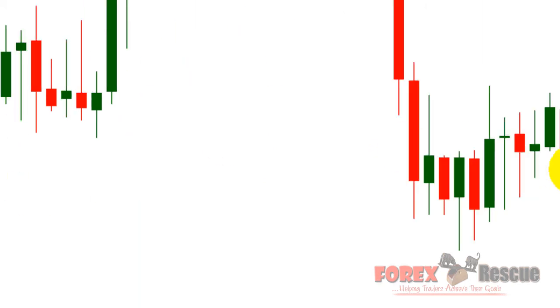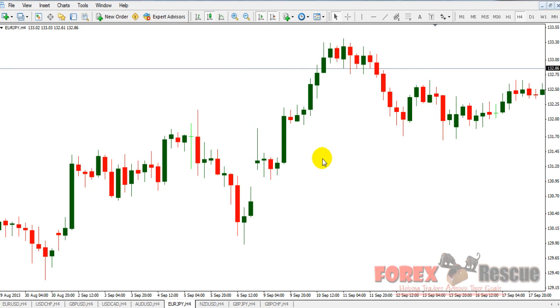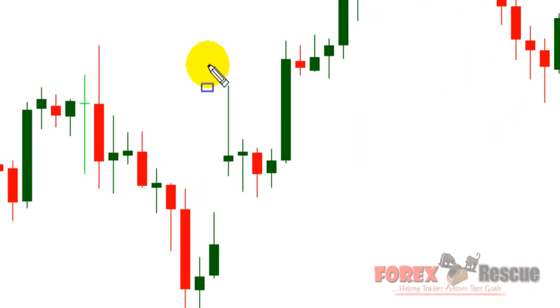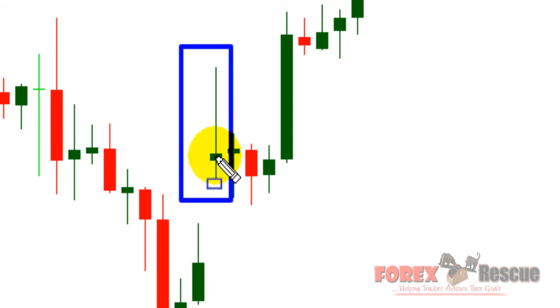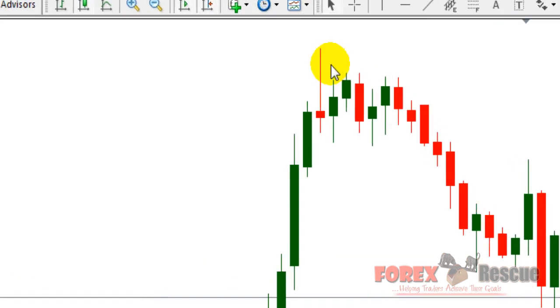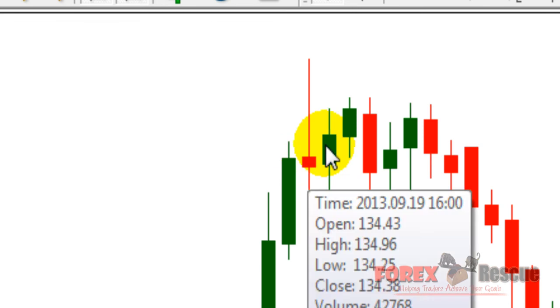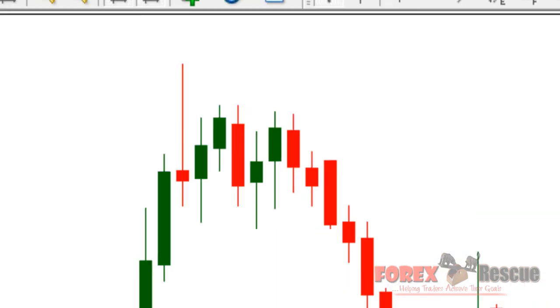Now this is another example of a bearish pin bar. Let me show you an example of a bearish pin bar. This is a bearish pin bar. You can see that the body of the candle is at the bottom of the candle. So this is classified as a bearish pin bar. Now this is a bearish pin bar. You can see that the body is at the bottom compared to the thread. So this is a bearish pin bar.